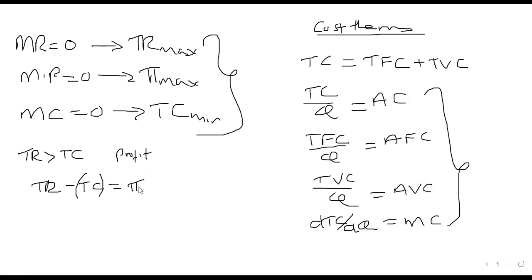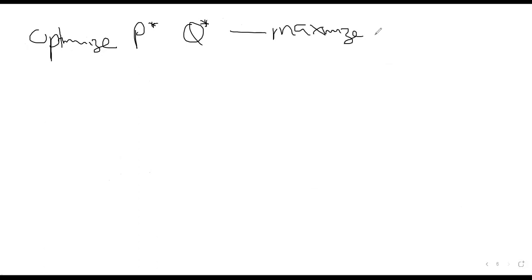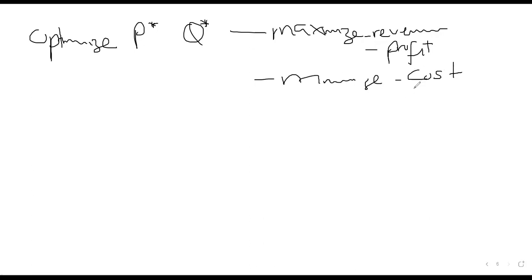Now, I'll generalize the steps for optimizing. What is to optimize? To optimize is to find the best price and quantity that will give you the highest or the lowest function you want. So to optimize is to maximize revenue, to maximize profit. Optimize is also to minimize cost. So generally, we use the word optimize, but you can't say maximize cost. You can say maximize revenue or maximize profit.